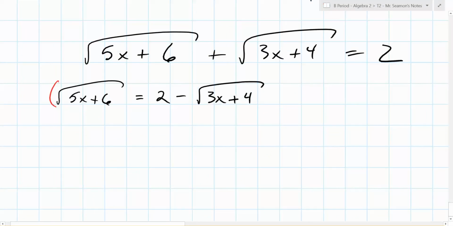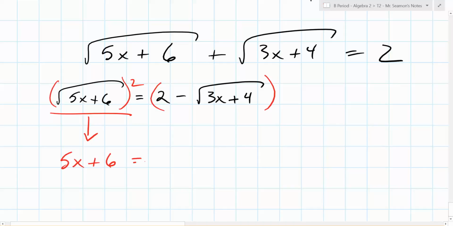What I'm going to do is square both sides. If I square the left side, what does the left side become? Can someone tell me? Raise your hand. Hannah: 5x plus 6. Sarah, stand up. Thank you. So what does squaring mean? Multiplying it by itself. Thank you, that's exactly what I wanted.